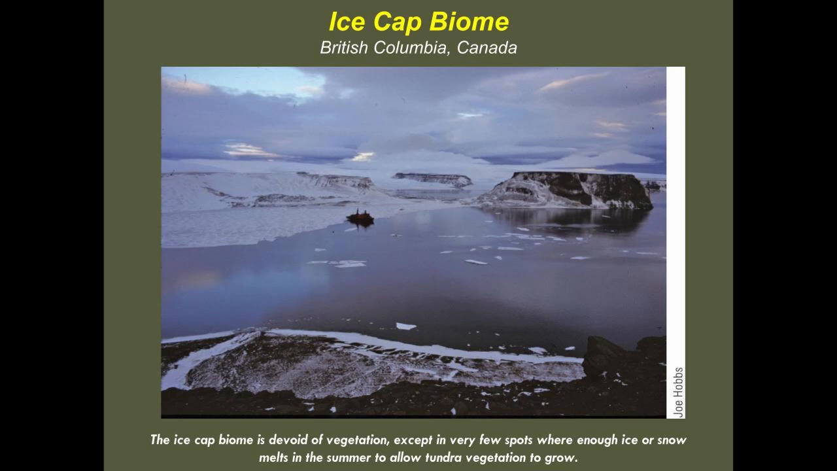Here we have examples of the various different biomes that exist on the Earth. We're going to start with an ice cap biome. As you can see, the ice cap biome is devoid of vegetation, except for very few spots where enough ice or snow melts in the summer to allow tundra vegetation to grow. This example is in British Columbia in Canada, and it looks barren, because it more or less is. Take a few seconds, skip back a little bit in the video, find all the ice cap biomes that exist on the Earth. Notice what climates they are, notice the latitude, longitude, try to connect these dots.